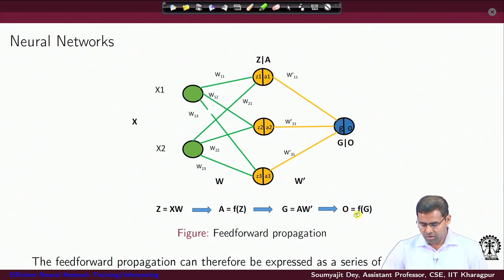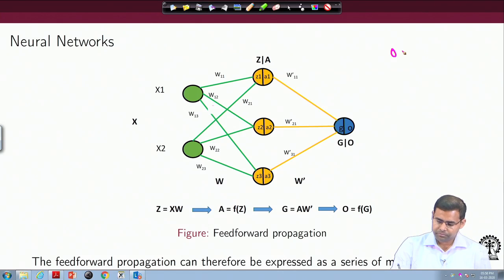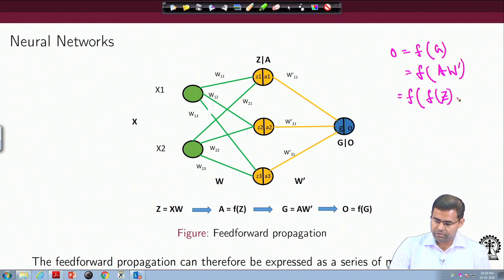As we can see, the output is a function of, if we write it down here, f of g, so that is f of A w prime, so that is f of f of z w prime, so that is f of f of x w and then w prime.